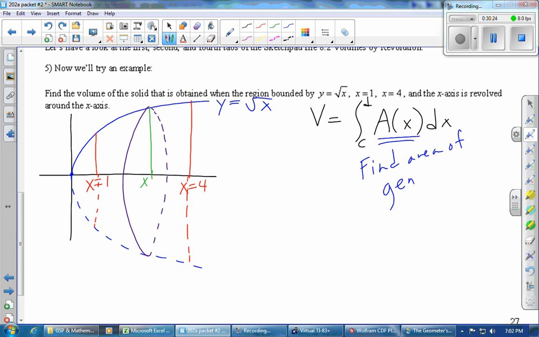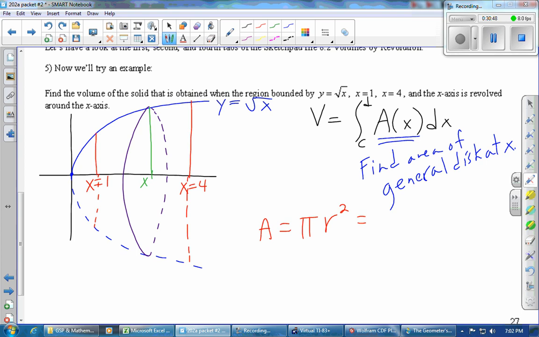So I will say it's the area of a general disk, because we're doing it at a generic x, not at a specific number like 1, 2, 3, or 4. So let's go ahead and find the area. So it is a disk. It is a circle, but enclosed. Area of a circle is pi r squared.